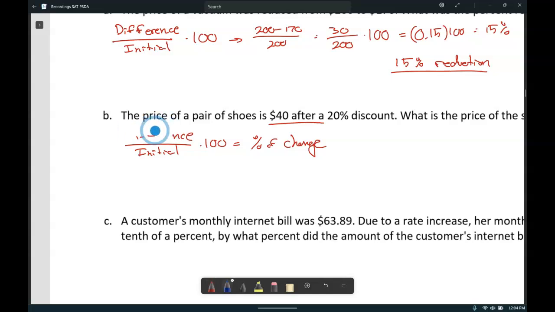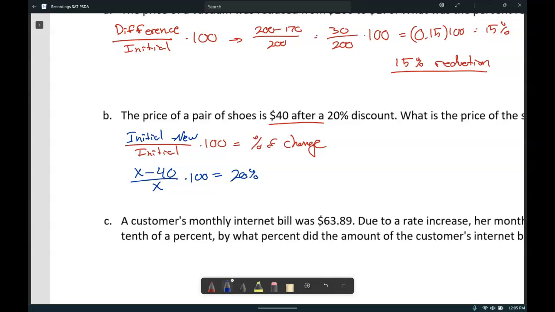And so the difference, we actually need to break this down. We don't know the initial amount. We only know the new price. So what we're going to do is say, well, X is our initial value, that's our unknown, minus the new price, divided by X, times 100 needs to equal our 20% discount.